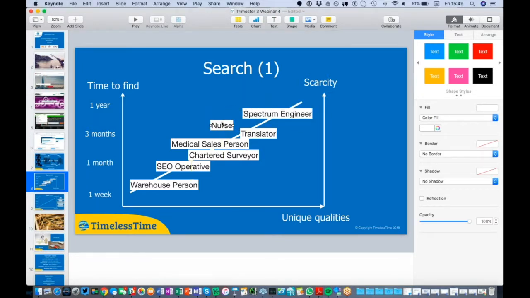And so we get the idea here simply that certain jobs with certain skills are scarce. The more we ask for more unique qualities in the job, the longer it's going to take to find. And of course, we'll come in a moment to the idea that it's not just unique qualities, but how high up the scale. If we're prepared to train, then we don't have very many unique qualities, and we will therefore take very little time to find somebody. But we've got to be prepared to train them.